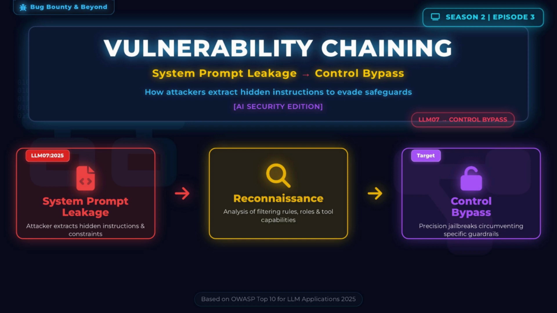Welcome back to Season 2, Episode 3 of our Vulnerability Chaining Masterclass. Today we delve into System Prompt Leakage and Control Bypass, a critical piece of the AI security puzzle. If you haven't watched Episode 2 on improper output handling leading to XSS exploitation, pause and add it to your queue now. It lays the groundwork for the escalation we'll see today. Throughout this episode, we'll illustrate how attackers turn hidden prompts into blueprints for precision jailbreaks.